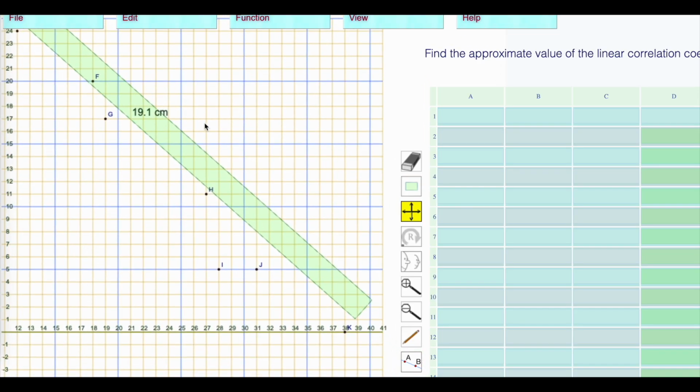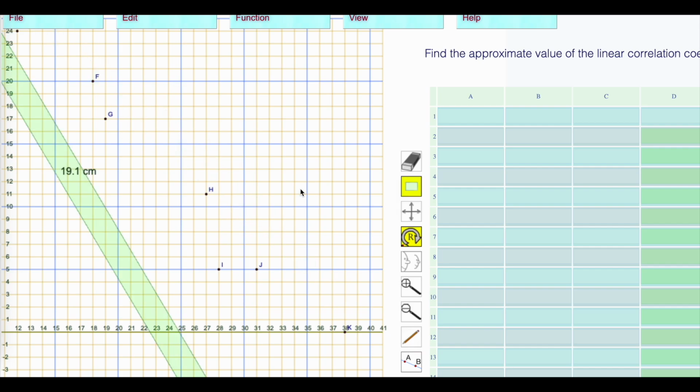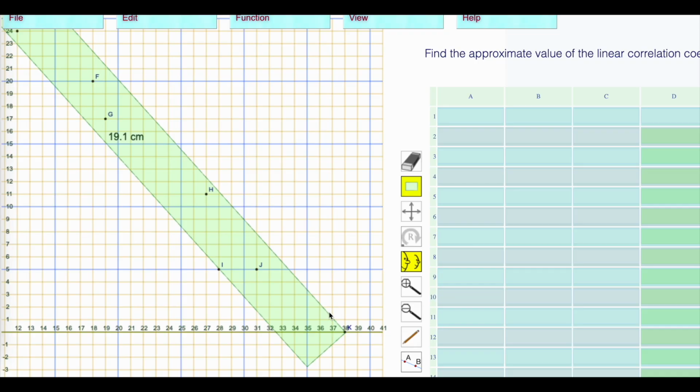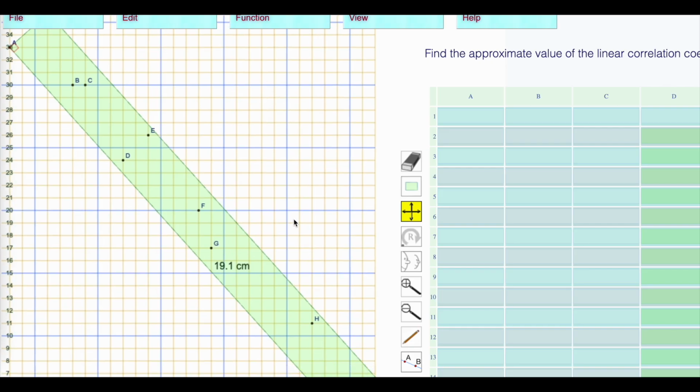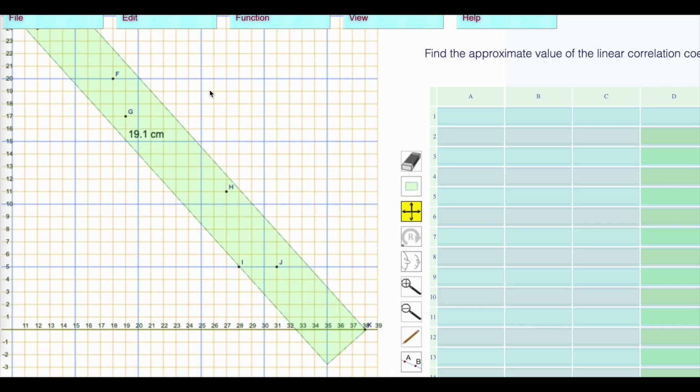If I rotate it a little further so I can get through the I, I'm just going to use my arrow keys and fine-tune it. That looks pretty good going through the I. Then I'm going to stretch it so it also goes through the K. And there we are. Let's see if we have all of our points. Are we missing any? We got A, B, C, D, E, F, G, H, I, J.